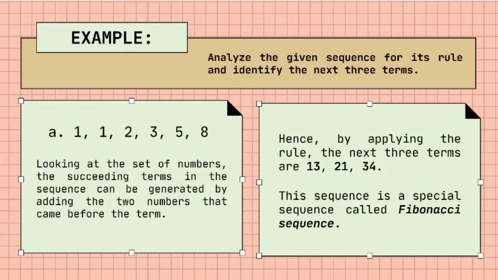So, hence, by applying the rule, the next three terms are 13, 21, and 34 because 8 plus 5 is equal to 13 and 8 plus 13 is equal to 21 and 21 plus 13 is equal to 34. So this sequence is a special sequence called Fibonacci sequence.